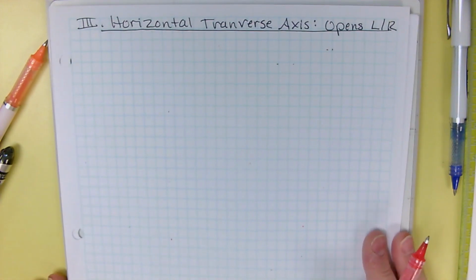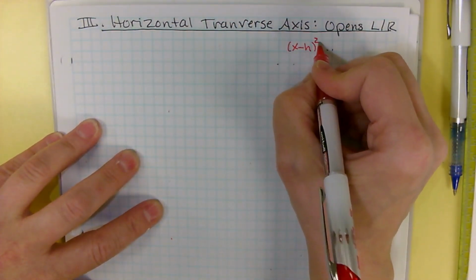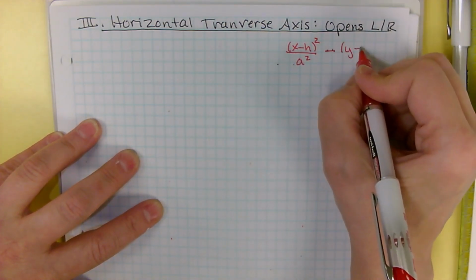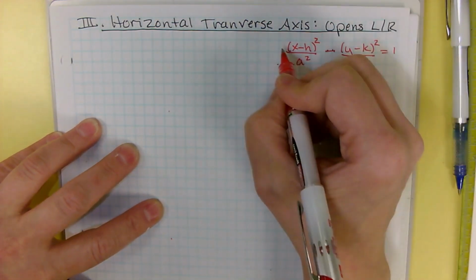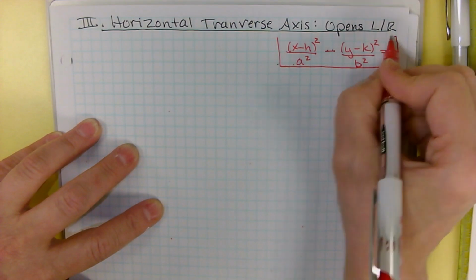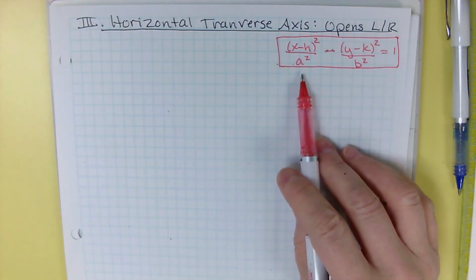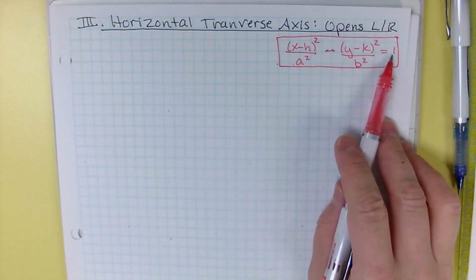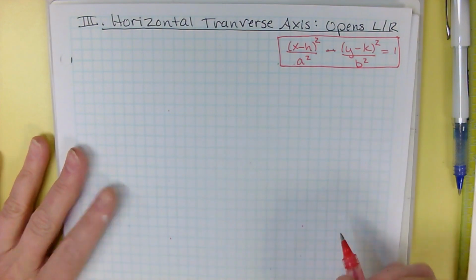Okay, so the equation for a horizontal transverse axis is x minus h squared over a squared minus y minus k squared over b squared equals 1. And comparing it to the one that we wrote for the vertical transverse axis, you'll notice that a squared always comes first. There's still a negative, still equal to 1, but the x and the y have changed positions.